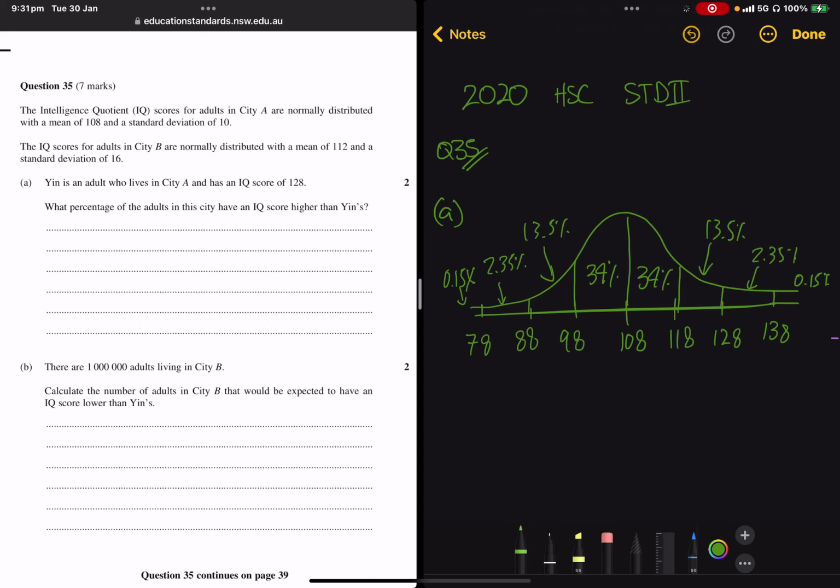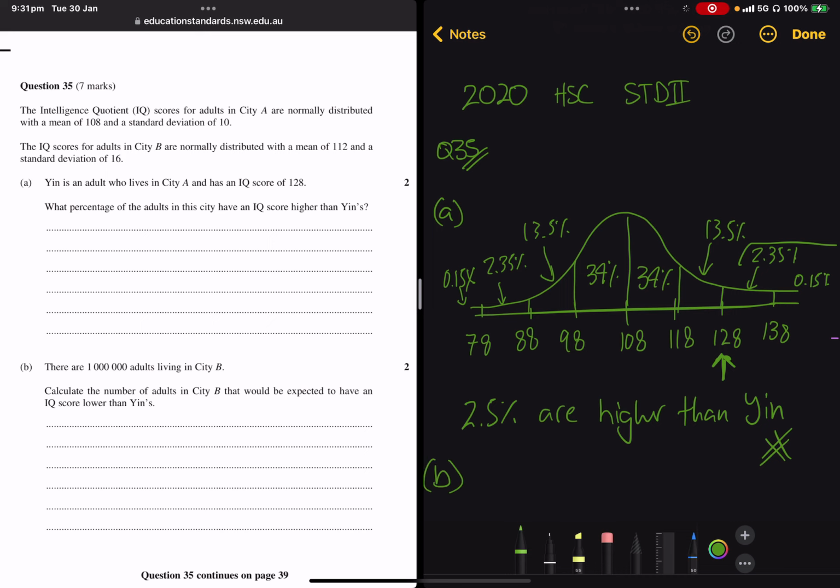We're told Yin has an IQ score of 128. That is here. What percentage of the adults in the city have a score higher? Well, 2.35 plus 0.15, these ones, that's 2.5%. So 2.5% are higher than Yin in terms of IQ. And this is the answer to part A.